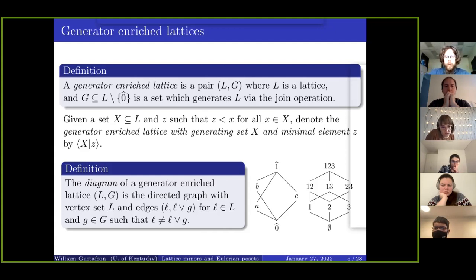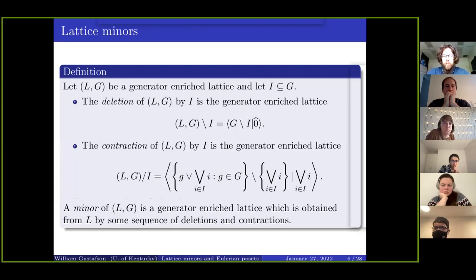All right, so now I can tell you about what minors of generator enriched lattices are. So if I have a subset I of the generators, the deletion by I is formed by just removing those generators, and then the new lattice is whatever is generated by the remaining generators. And we have the same minimum element in that.